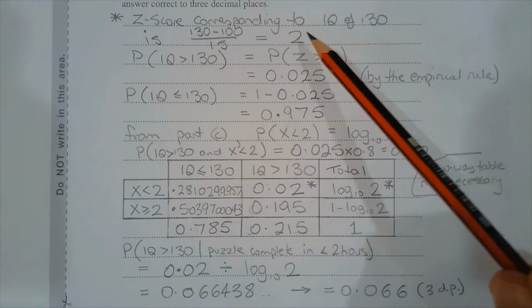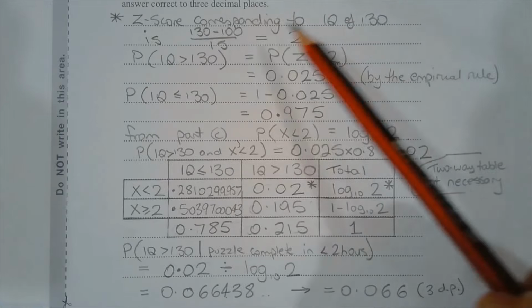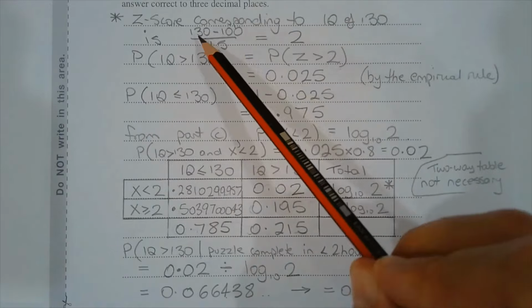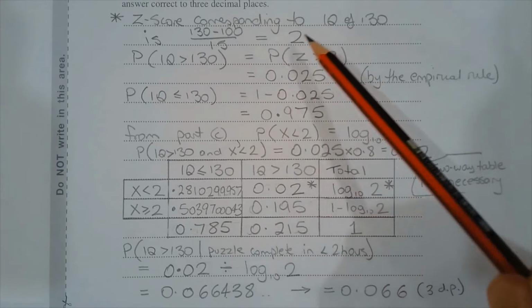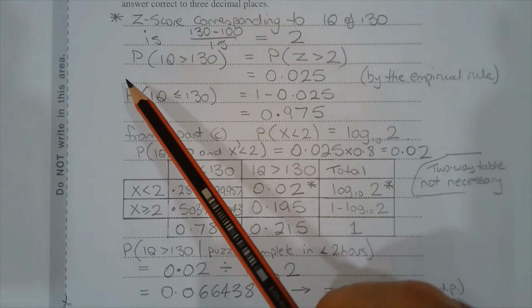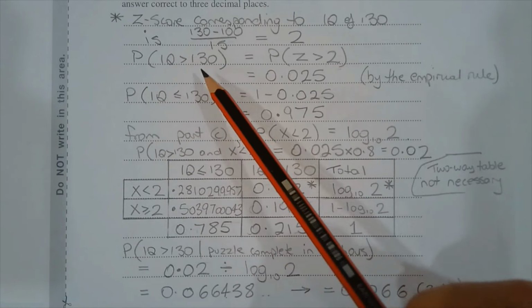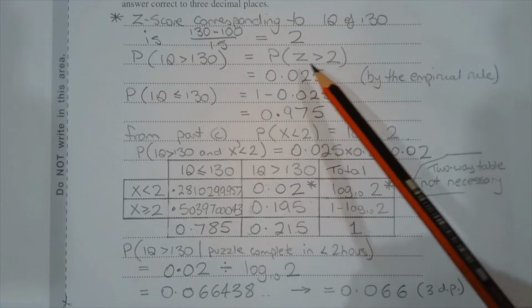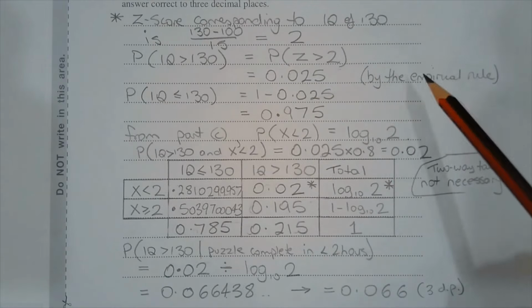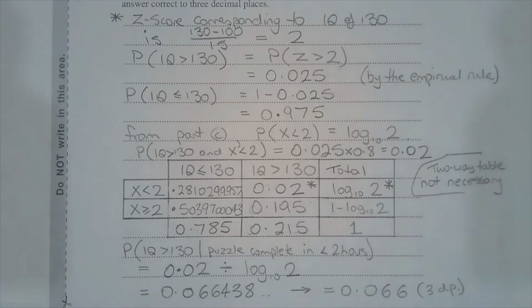Firstly, the z-score corresponding to an IQ of 130 may be found using the z-score formula. And that's 130 minus 100 divided by 15, and that equals 2. Now, the probability that someone chosen has an IQ of greater than 130 is equal to the probability that the z-score is greater than 2. And by the empirical rule, that equals 0.025.